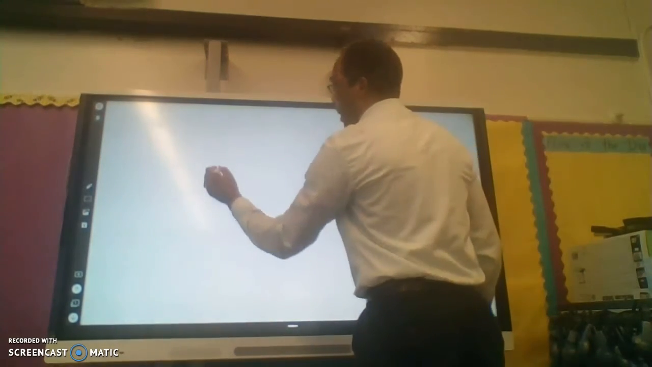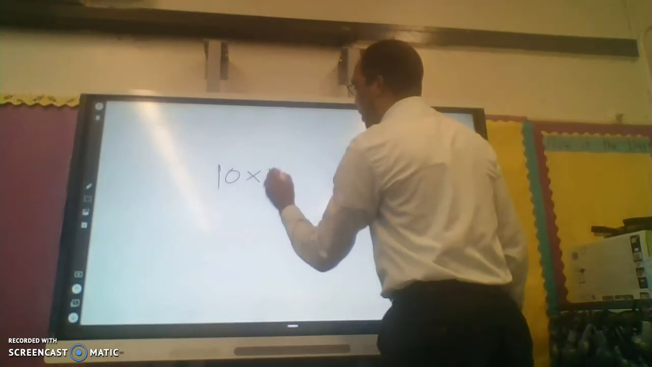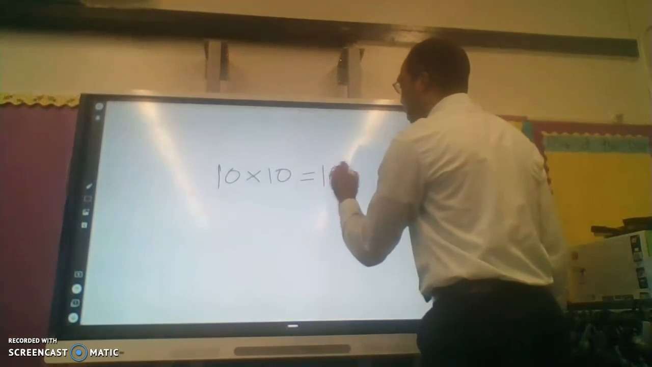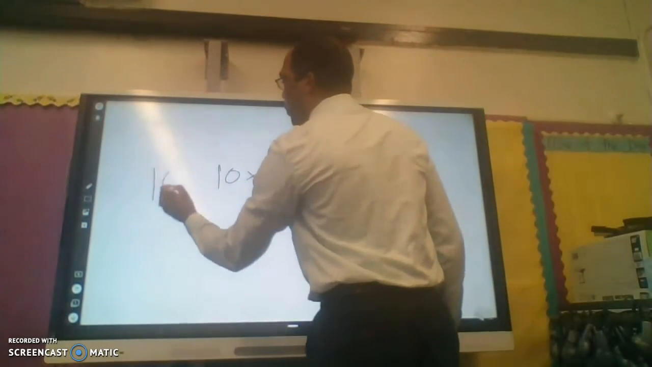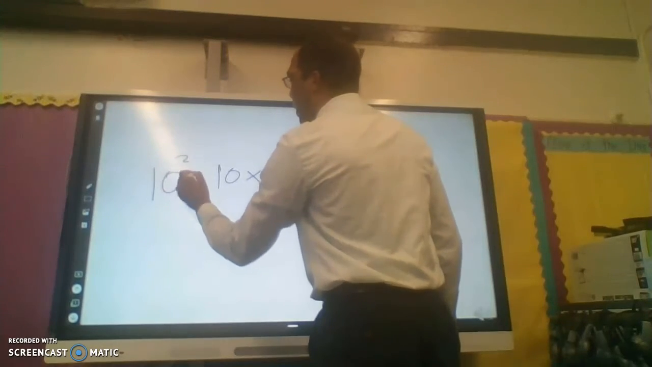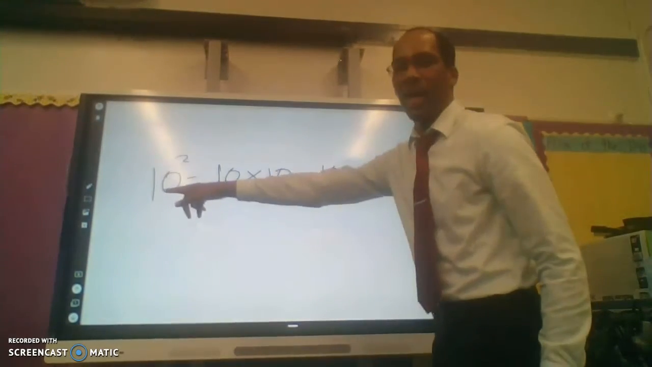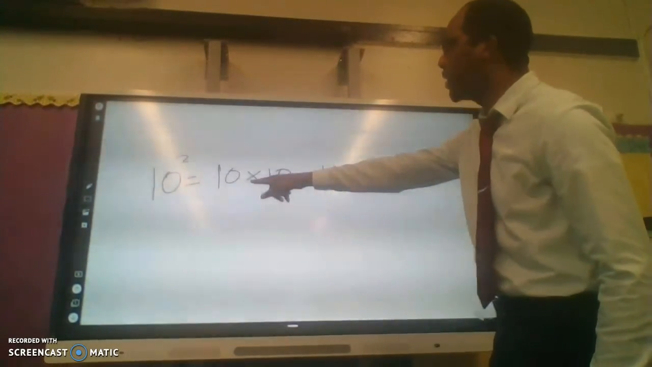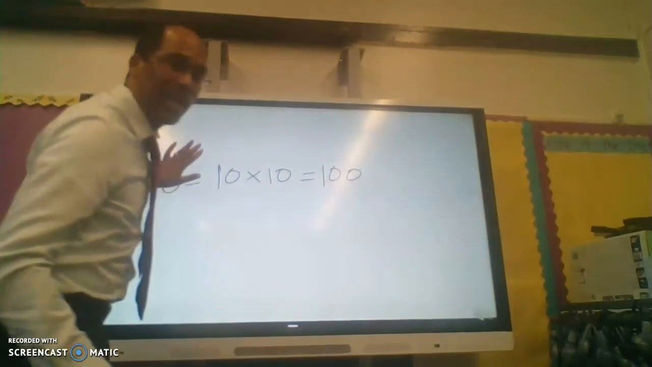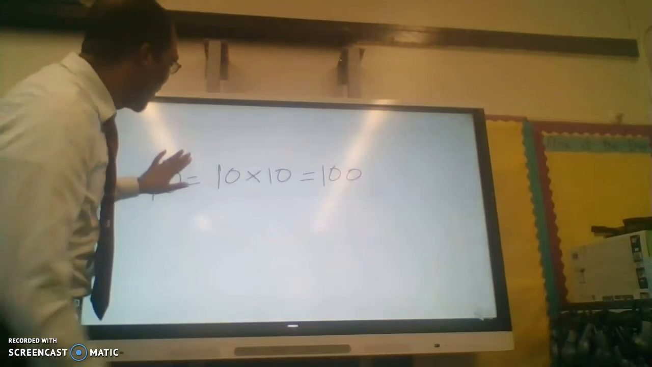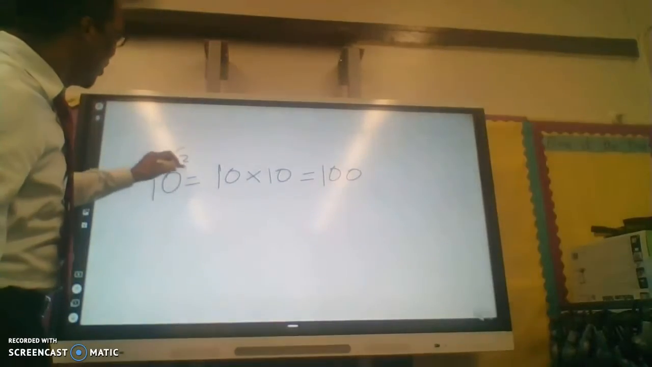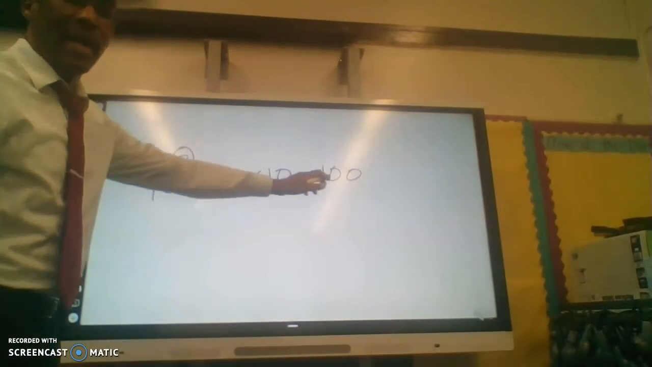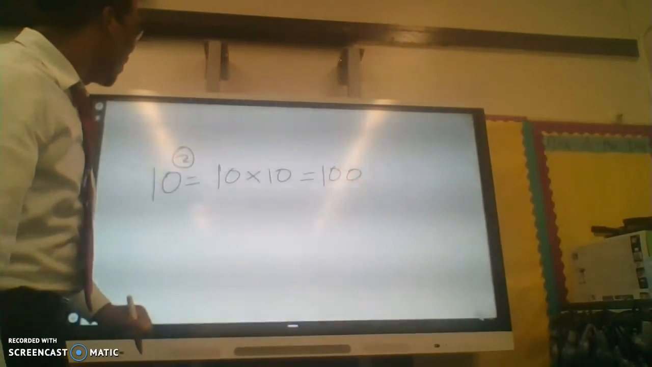So I just saw 10 times 10 equals 100. And earlier on we said the superhero, Superman, tells the base how many times to multiply itself. So 10 is multiplying itself how many times there? 2 times, right? 10 times 10. So 10, multiply yourself 2 times. And then we get to 100.